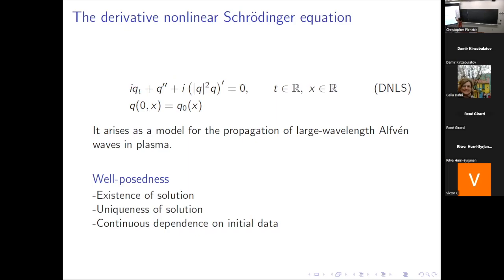Here we have two variables, the time and x, a spatial variable, and we're going to consider x being in one dimension and on the entire real line. So we consider this equation, the derivative nonlinear Schrödinger equation, with some initial data q0 that will be in some Sobolev space, which Sobolev space will be something to be discussed later. This equation arises as a model in plasma physics.